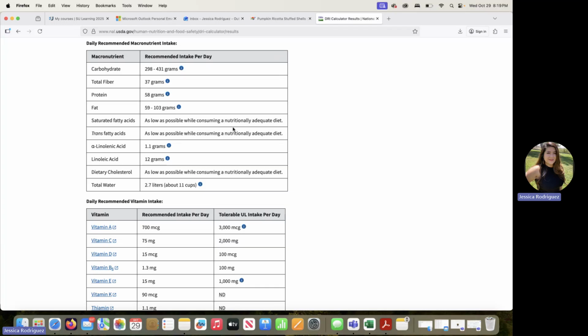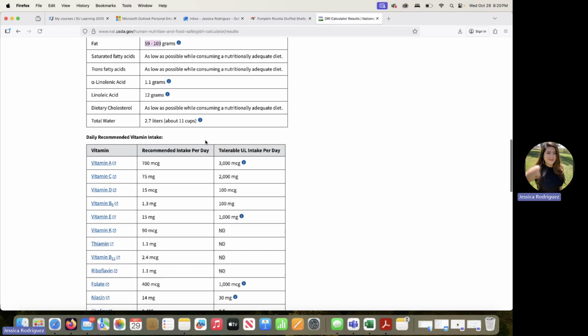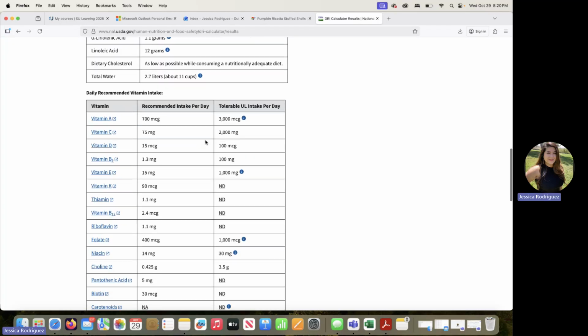So there we do have carbohydrates, we do have total fiber. For me, for example, for carbohydrates, I will be needing 298 grams to a variation of 431 grams. Total fiber, I'll be needing about 37 grams per day. When it comes to protein, here I have about 58 grams of protein per day. When it comes to fat, I will be needing 59 to a variation of 103 grams. Okay. Here's some further information about fatty acids. You guys can go ahead and take a look at that.